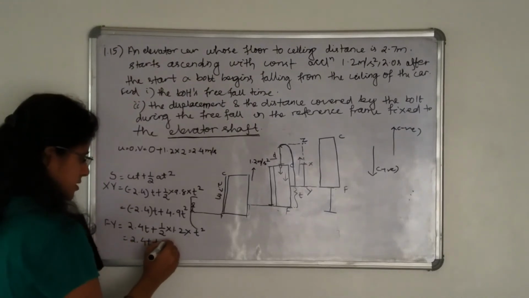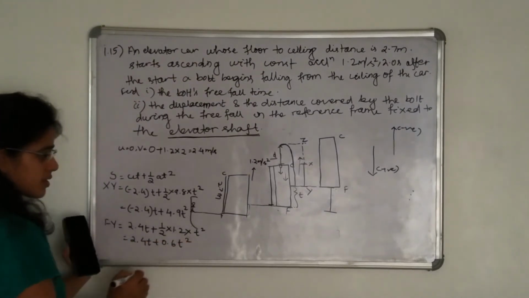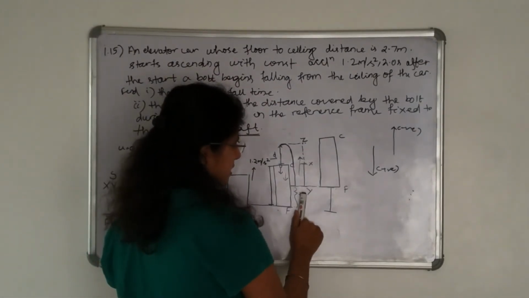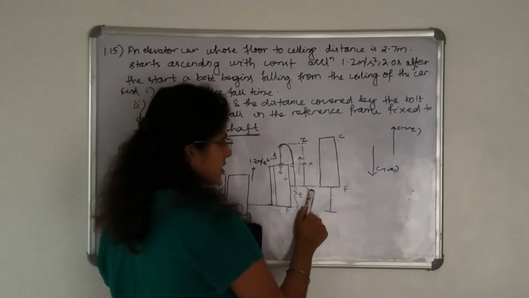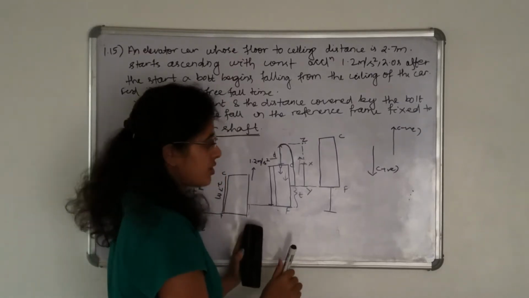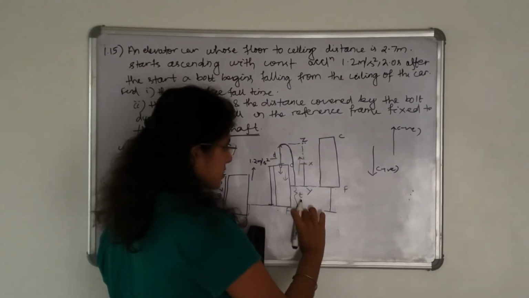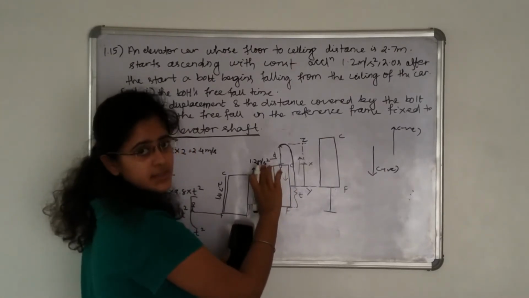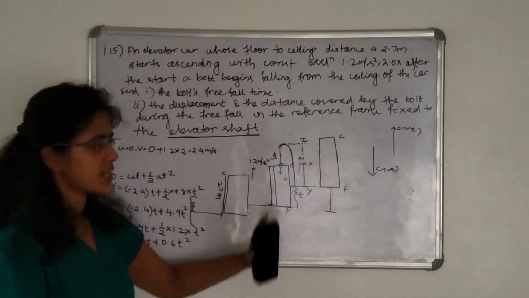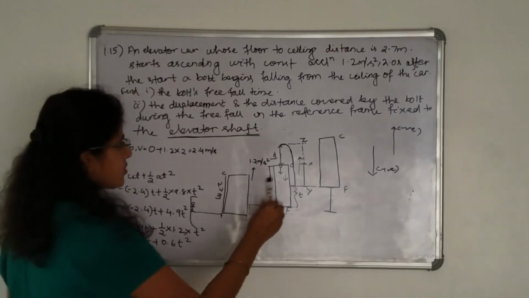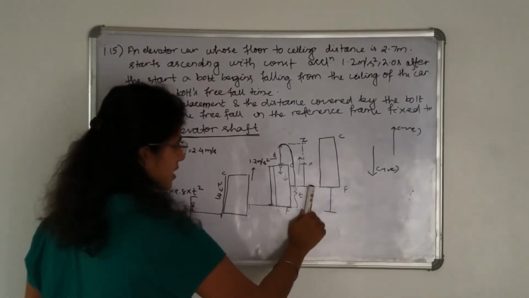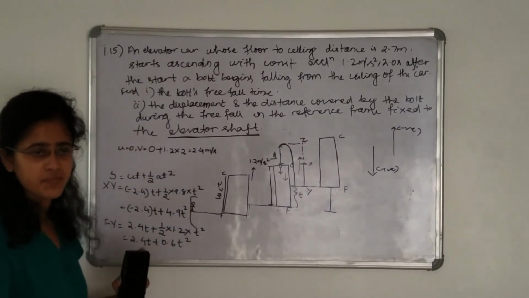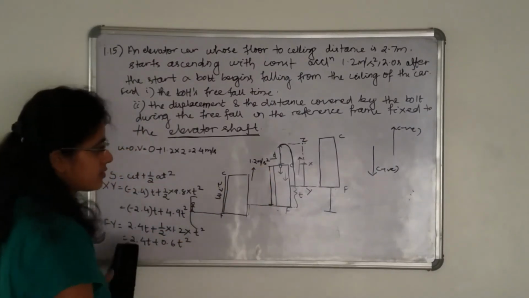2.4t plus 0.6t square. So Fy we have calculated. We have also calculated this xy distance. So this xy plus this Fy is how much? This is the total elevator length, that is the distance between floor and ceiling. So xy plus Fy is equal to L, that is 2.7 meter total elevator length.